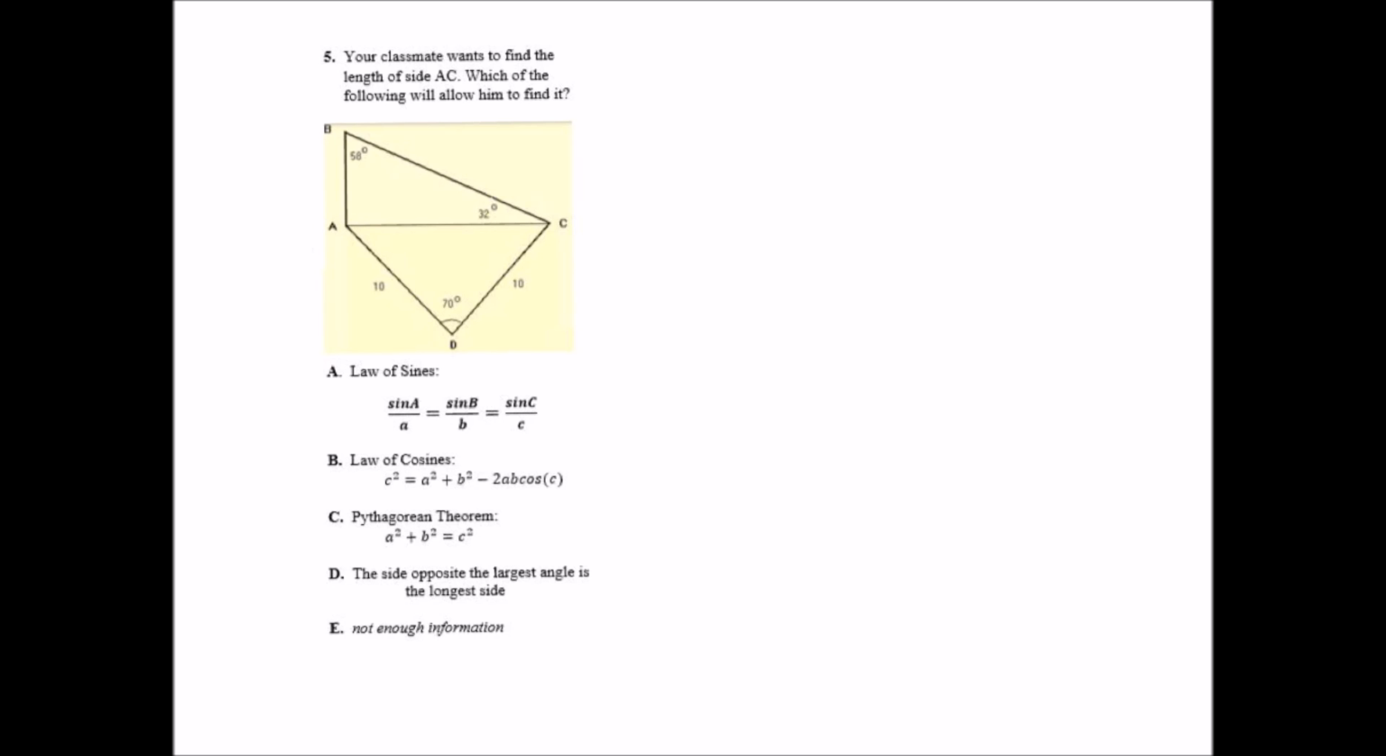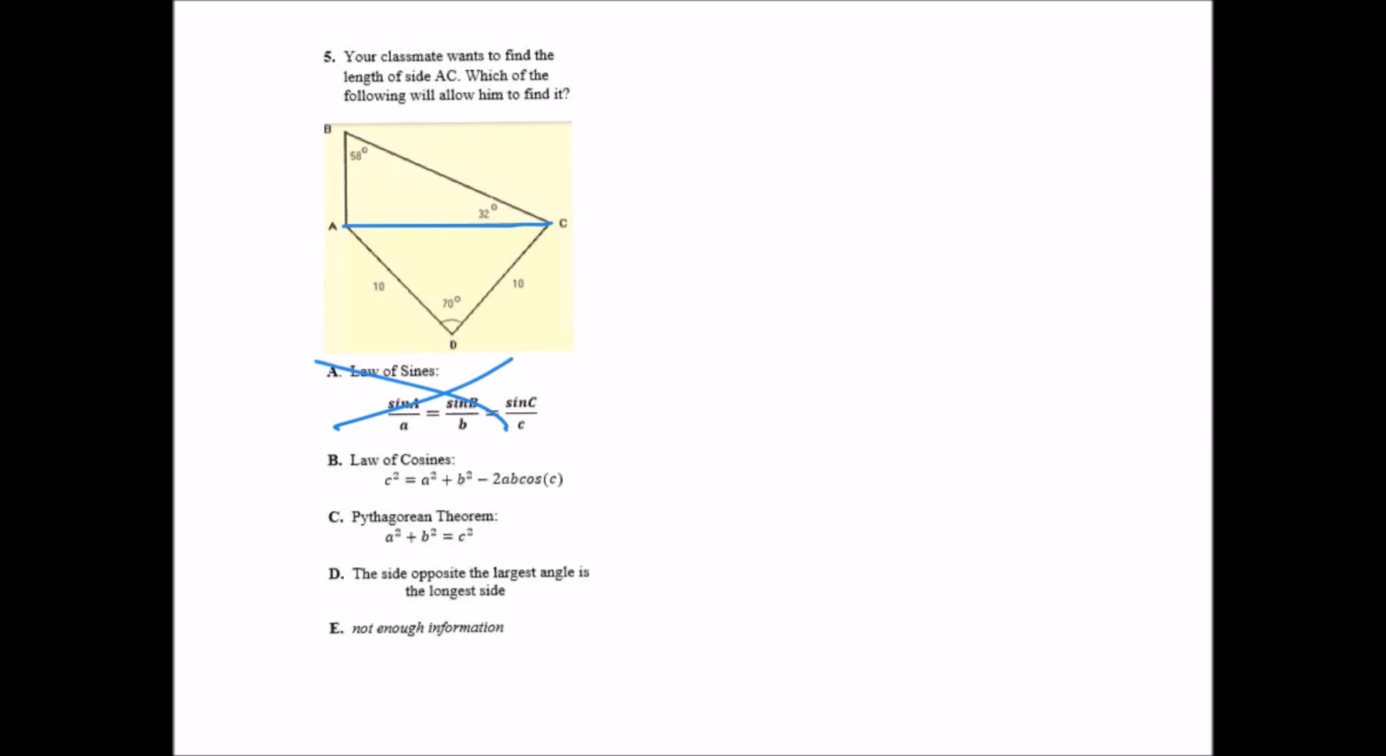Question 5 says your classmate wants to find the length of side AC, so the length of this side right here. Which of the following will allow him to find it? The problem with answer A is that using the law of sines, you need to know the measures of angles and sides, but if you look at the figure, you're given the measures of angles up on the top and the measures of sides down on the bottom, and because this is 70 degrees here and there is an unknown value inside here and an unknown value here, you can't really use the law of sines. That's out.